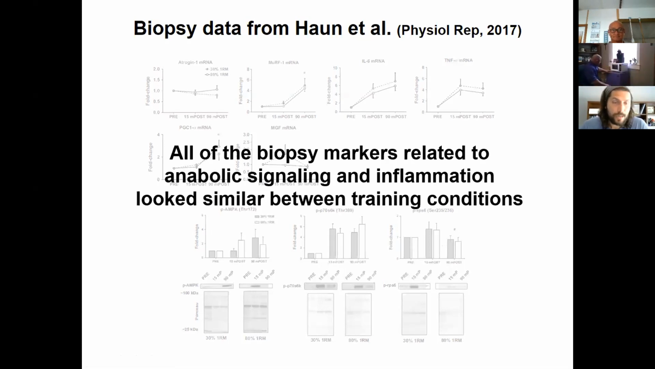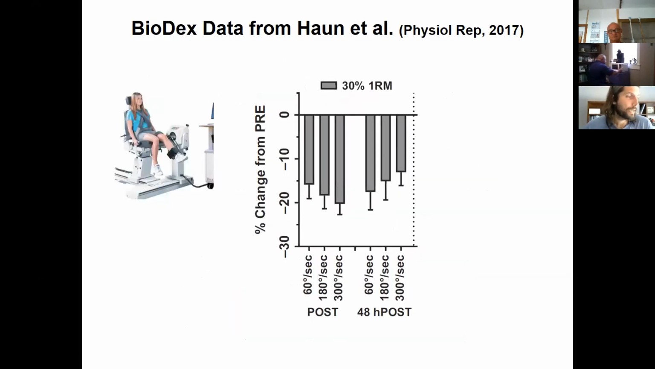I'm just going to say that light load training and heavy load training showed the same molecular features, meaning that all of these markers were similar in terms of the response to each form of training. So that's interesting, right? That could indicate that indeed there could be similar molecular adaptations, whether you're light load training or heavy load training, okay?